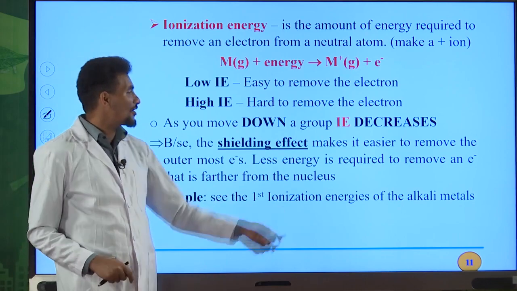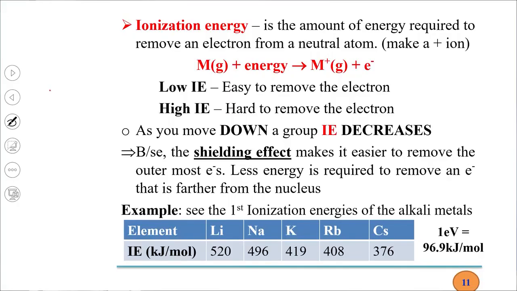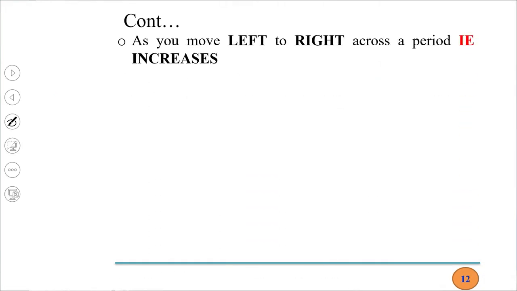See the first ionization energy of alkali metals: lithium, sodium, potassium, rubidium, cesium. This is in kilojoule per mole. Lithium is 520, and it decreases down the group. So from lithium to sodium to potassium, down the group, ionization energy decreases. 1 electron volt is equal to 96.9 kilojoule per mole. You are familiar with this one.